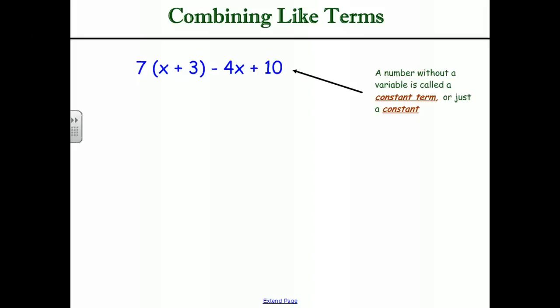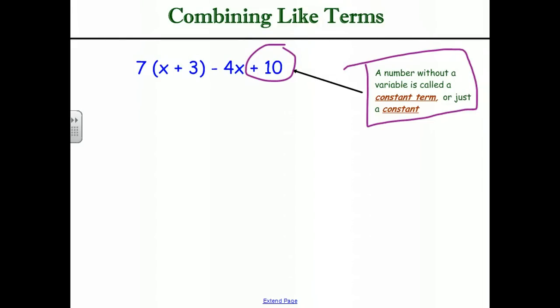So let's see an example of that in something a little bit bigger, combining some distributive property with some like terms. A number without a variable is an important vocabulary term. We might just call it a number, but in math it is called a constant term, or just a constant. It does not have a variable. That value does not change. The 10 in this case is a 10 no matter what x is equal to. So 10 is a constant.